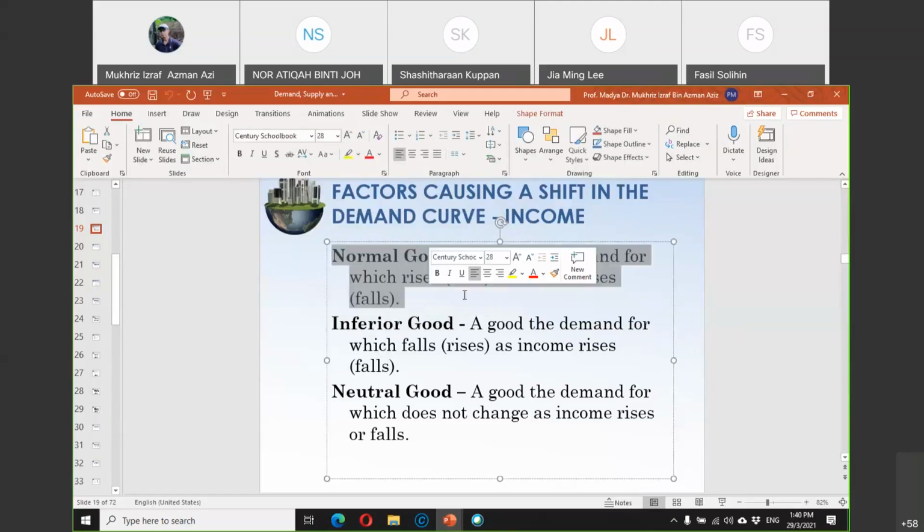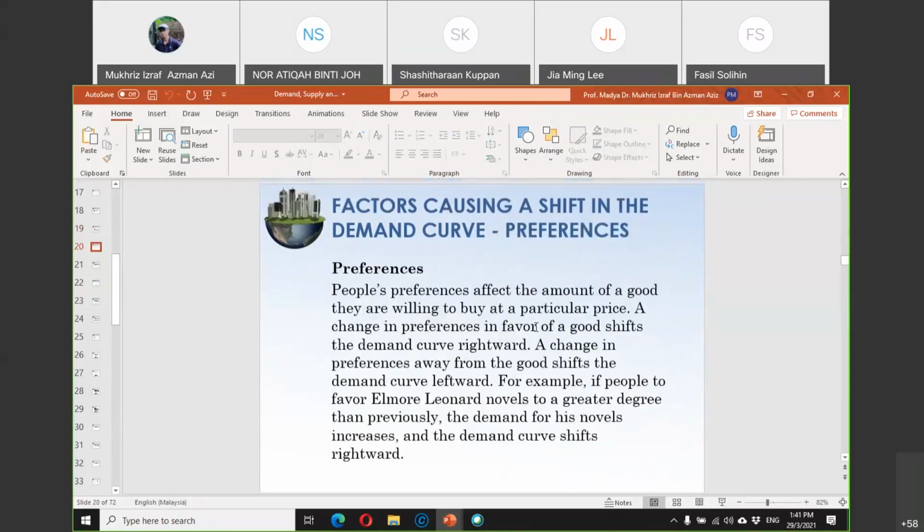Normal goods means the normal items. Bread, general food, burger, chicken. So whenever your income increases, demand increases. Income falls, demand will fall. Inferior goods are the other way around. When your income increases, you will buy less of inferior goods, or low quality goods.